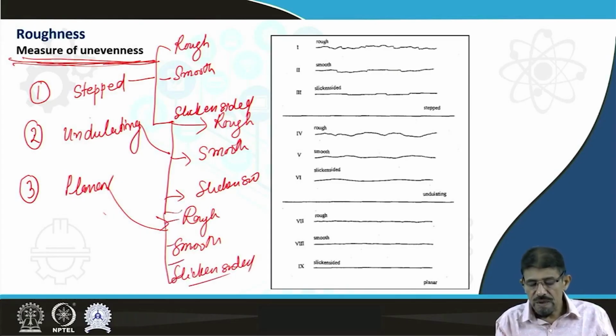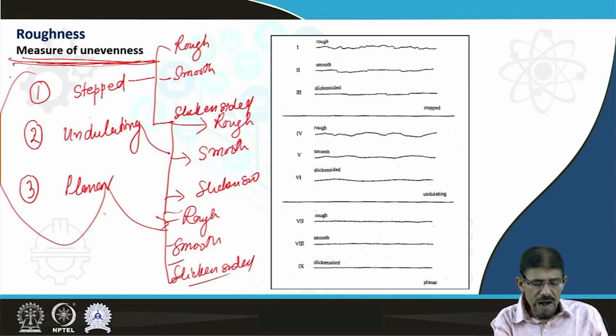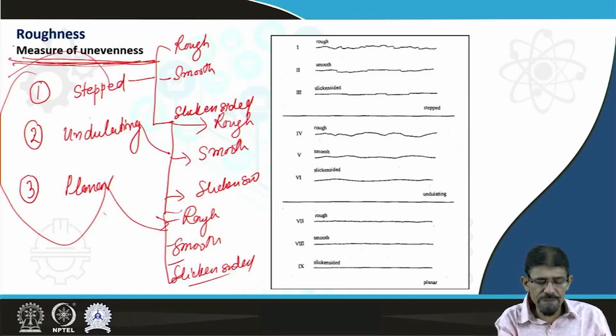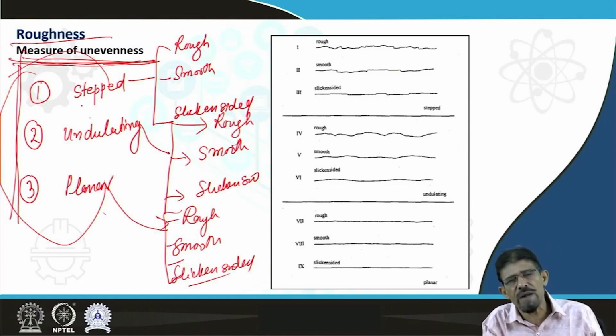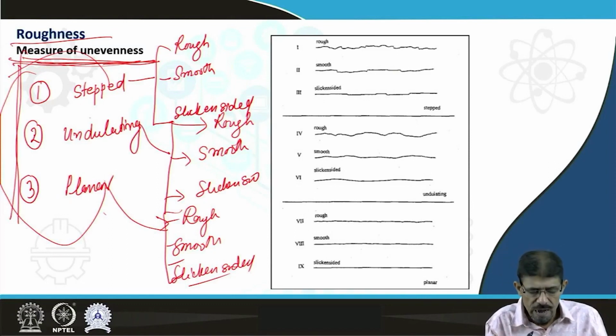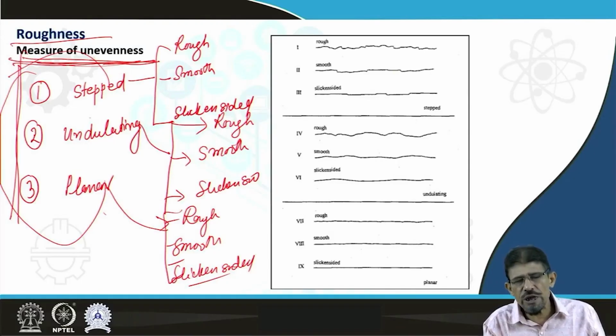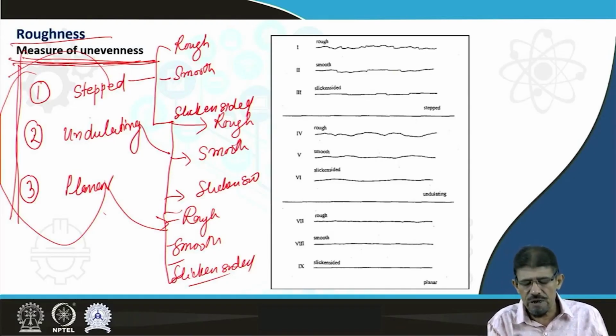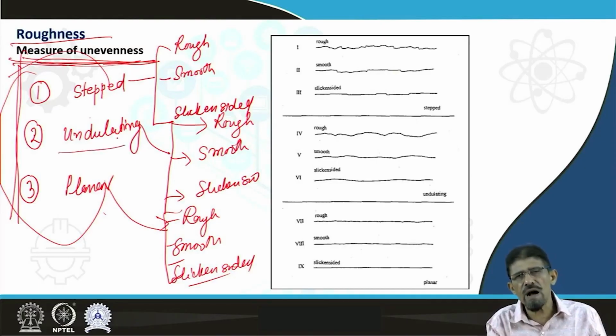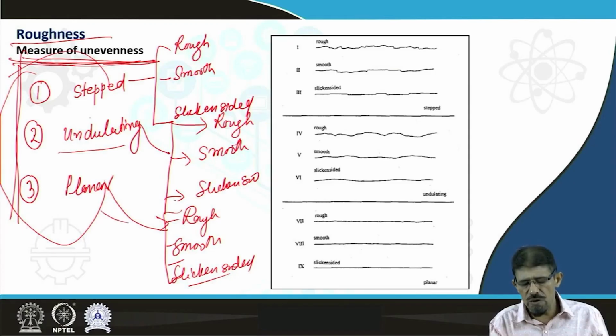Friends, you can easily understand this. Broadly, roughness can be categorized in three broad categories: stepped, undulating, and planar. Then the steps can be divided into three further categories: rough, smooth, and slickensided. Similarly, undulating also rough, smooth, and slickensided. Then planar also rough, smooth, and slickensided.